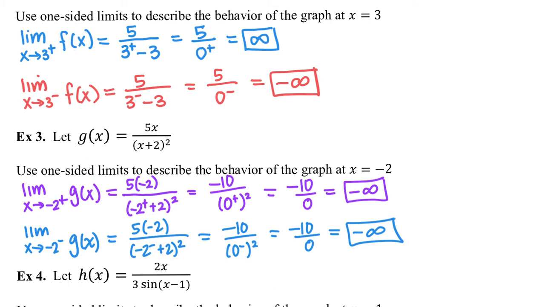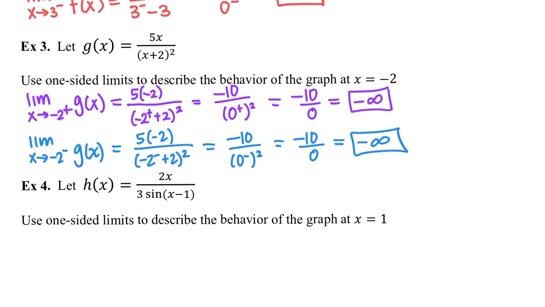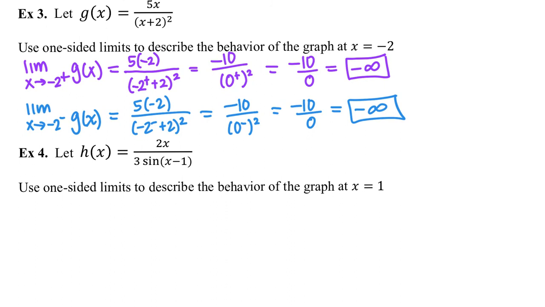So I could even say the limit as x approaches negative 2 of g of x is negative infinity, and that would be a good way to describe the behavior on both sides of the asymptote. Let's do one more weird one. Okay, last one's let h of x equal 2x over 3 times the sine of (x minus 1). Describe the end behavior of the graph at x equals 1.